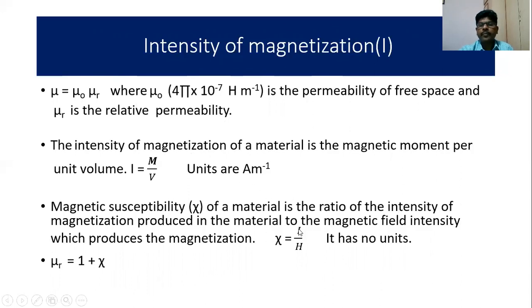Magnetic susceptibility of a material is the ratio of the intensity of magnetization produced in the material to the magnetic field intensity which produces the magnetization. That is given as I by H. It has no units. And also mu r is equal to 1 plus susceptibility.